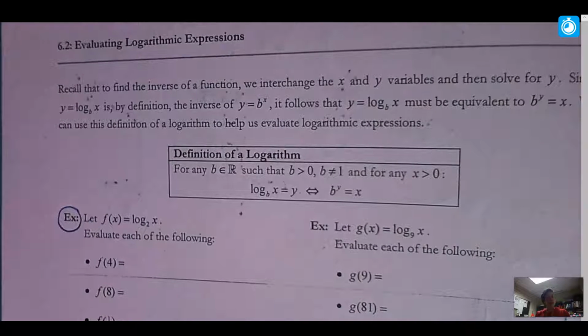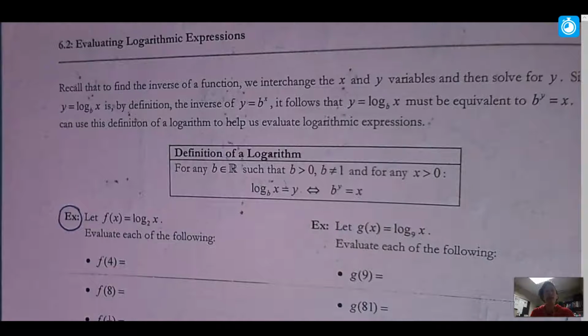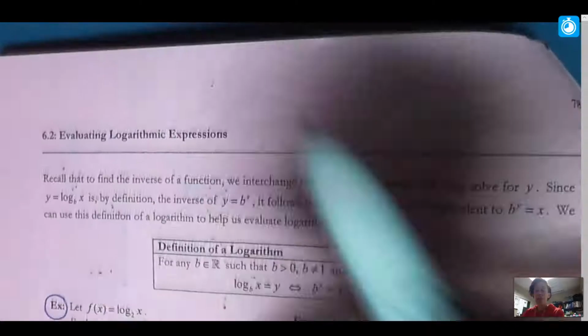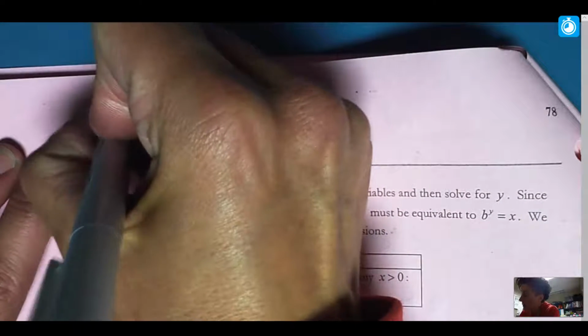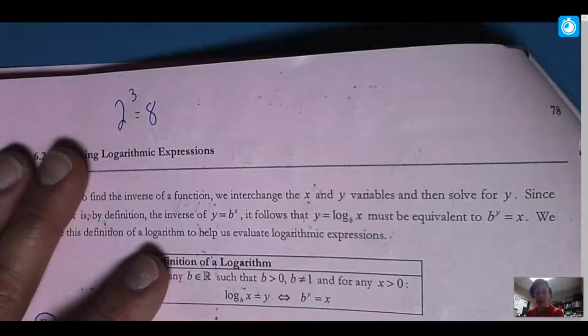Hi everybody, we are in 6.2 and in this particular section we are going to be looking at evaluating logs. So we've already done this, but we're going to look at this when it's presented in a slightly different way. So just a reminder that if I give you an exponent, for instance, that I can rewrite it as a log.